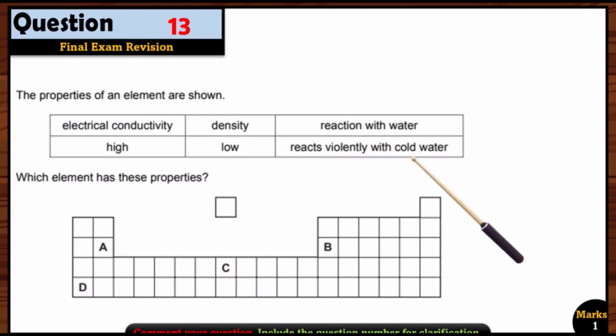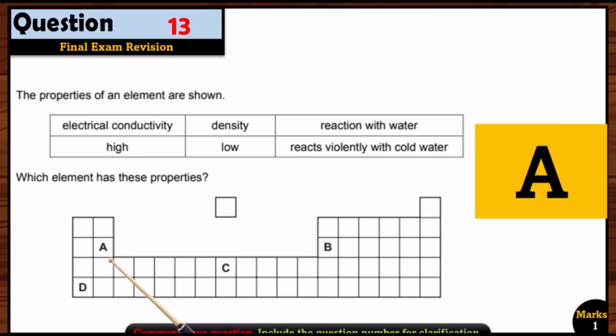Reaction with water: reacts violently with cold water. We must remember, I have already told you at the start that the group 1 metals or group 2 metals react violently with the water, right? So A is the right option here because it has a low density also and it reacts violently with the cold water. We cannot choose C because C is a transition metal and it has a very high density. Same is for D. And what about the reactivity? The transition metals have low reactivity compared to group 1 and 2. Okay, so option A is the right option here.